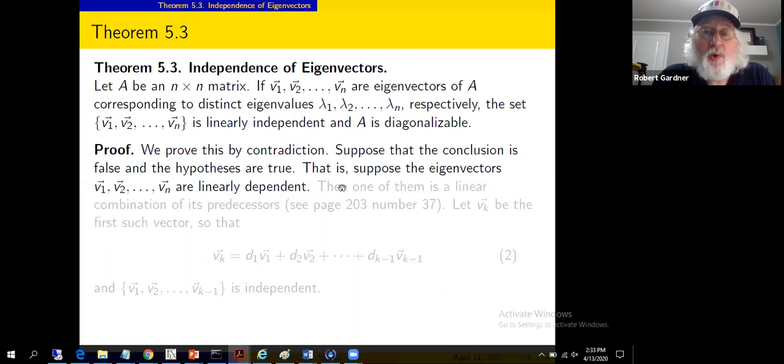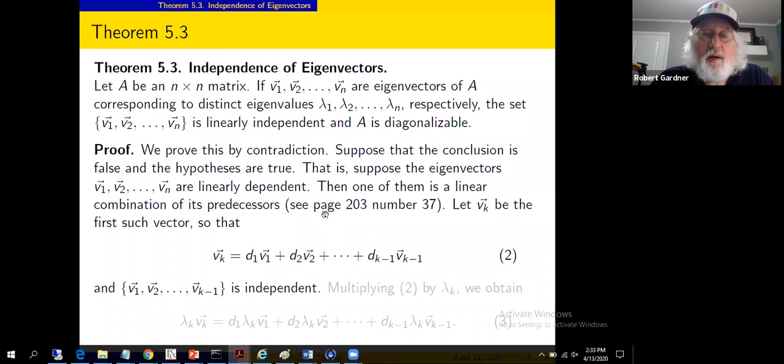Okay, so what we're going to do is suppose the eigenvectors, to the contrary, are linearly dependent. Suppose v1 through v sub n is a linearly dependent set. So that's the big assumption we're making, and it's wrong because we're going to derive a contradiction. Page 203, number 37, allows us to translate a property of a dependent set of vectors into a specific kind of linear combination, a specific dependence relationship.